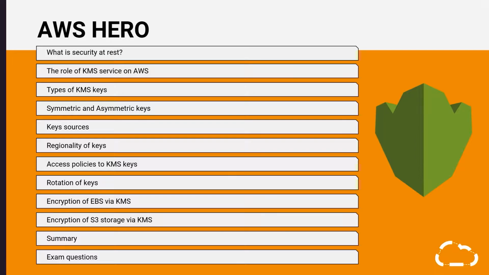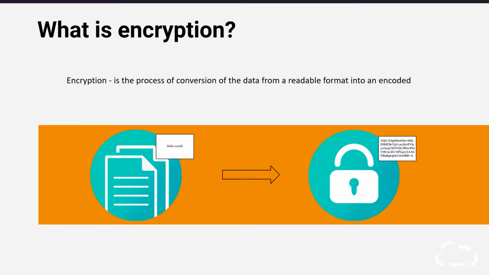So we are starting. What is encryption? Encryption is the process of conversion of data from a readable format into an encoded one, a means of securing digital data from the original plain text into incomprehensible symbols, known as ciphertext. It's done to ensure that only authorized persons can access this data.